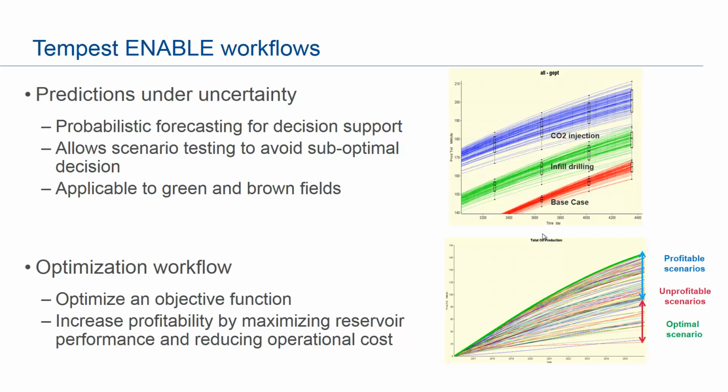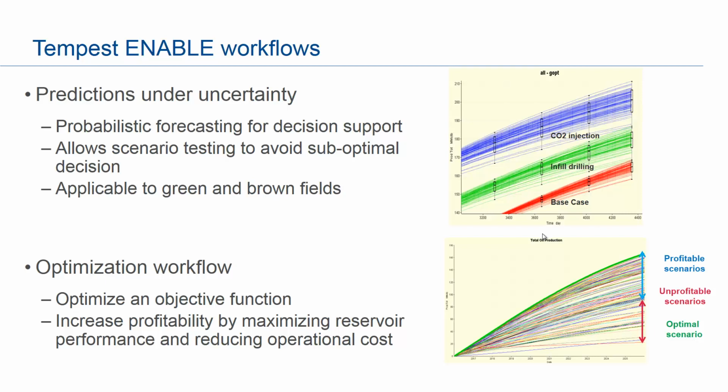Alright, so once you have obtained a satisfactory history match and you have multiple history match models, then you can calculate the posterior distribution like I said, and then you can use that for probabilistic forecasting, which is what you really need for the decision support in field development planning. Tempest Enable has ensemble based prediction workflows that allow you to test different scenarios, and that helps you to avoid taking suboptimal decisions, right? And then you can use this prediction under uncertainty workflow for both the green fields where you don't have historical data and the brown fields where you would have historical data.